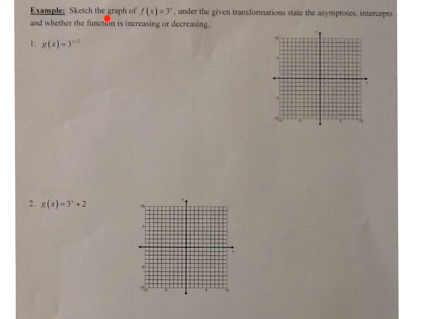Okay, so it says sketch the graph of f of x equals 3 to the x power. Under the given transformation, state the asymptotes, x-intercepts, and whether the function is increasing or decreasing. All right, so first of all, let's just graph f of x equals 3 to the x power. So it goes through (0, 1). And then I have (1, 3). And then (2, 9). So it looks like this.